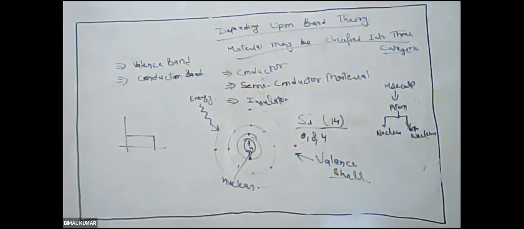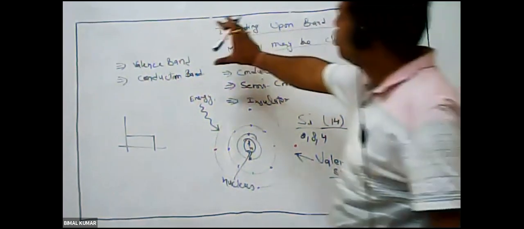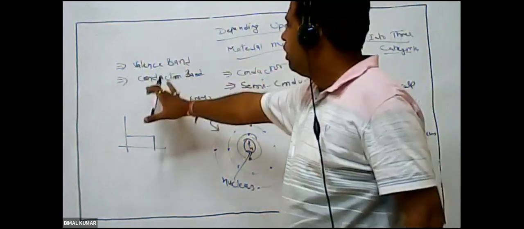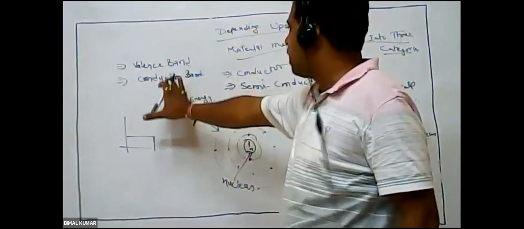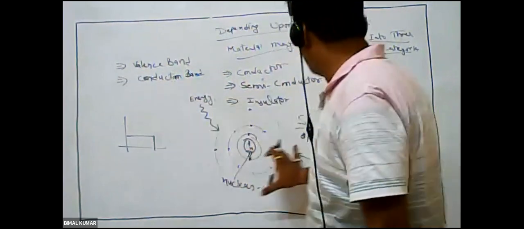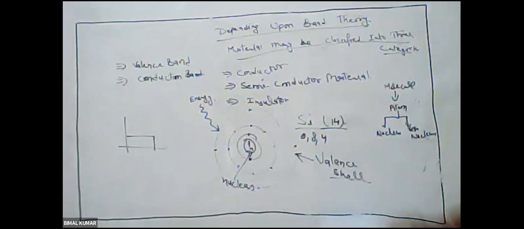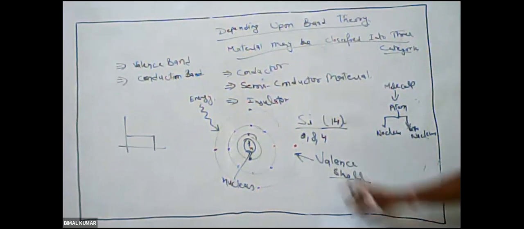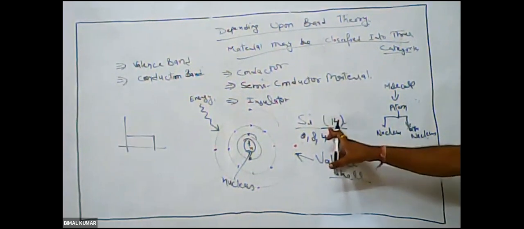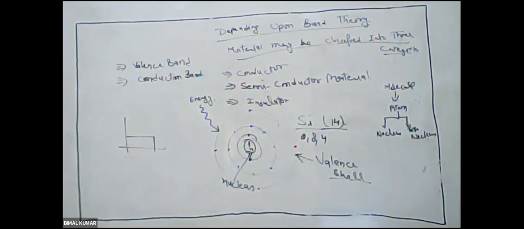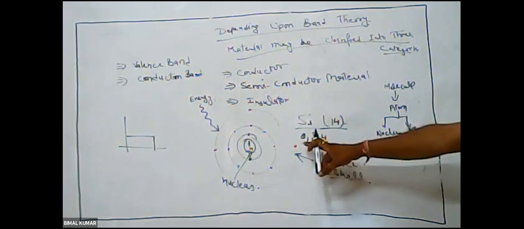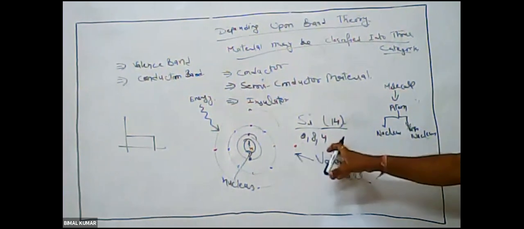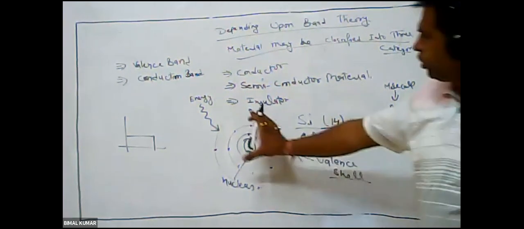Now, as per the band theory, there are two bands: one is the valence band and the second is the conduction band. Now see this, I am taking the example of silicon. Silicon has atomic number 14, so its atomic configuration will be 2, 8, 4. So this is the structure.